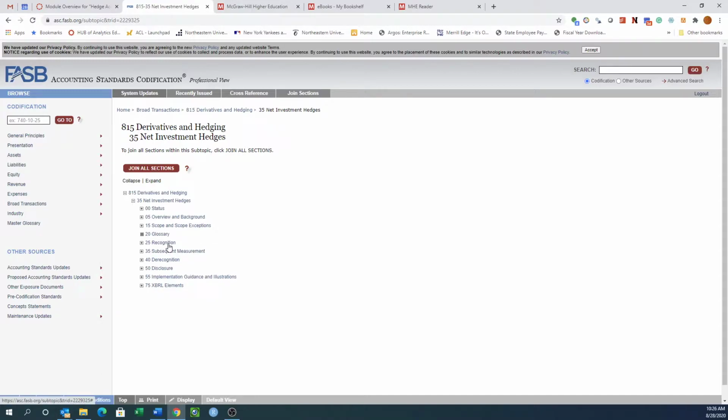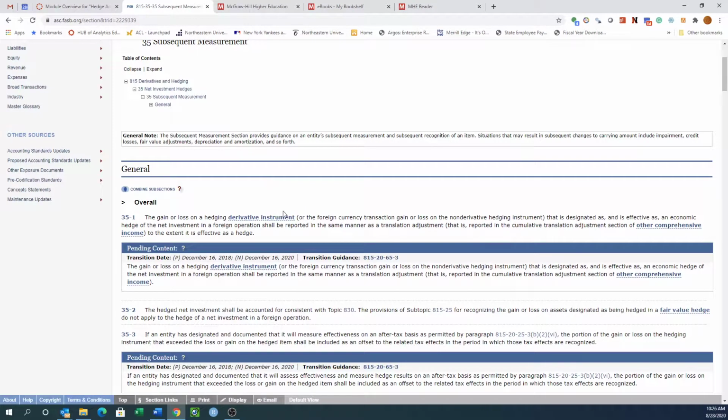This is where we want to go, because recognition of whether or not you qualify for a net investment hedge is really covered in the overall hedging discussion. So we'll take a look at subsequent measurement, and the very first statement: we're hedging a net investment in a foreign subsidiary using a derivative instrument. You can also hedge a net investment in a foreign subsidiary with on-balance sheet items, but that's covered a little bit differently. We're just talking about the derivative instrument.